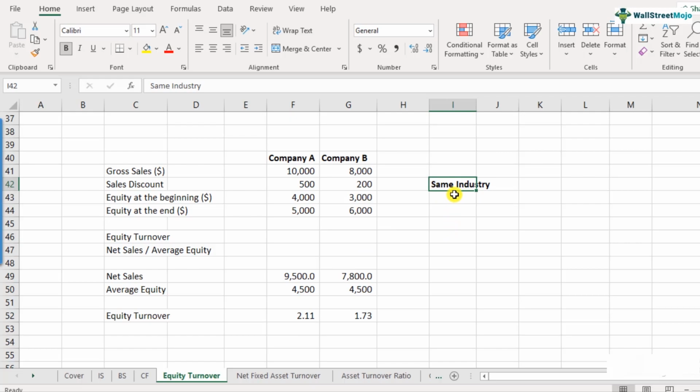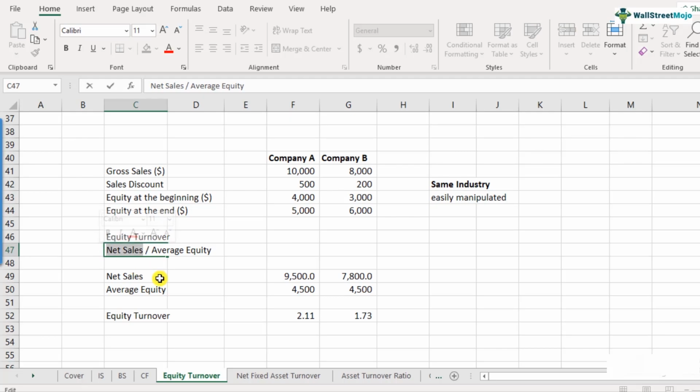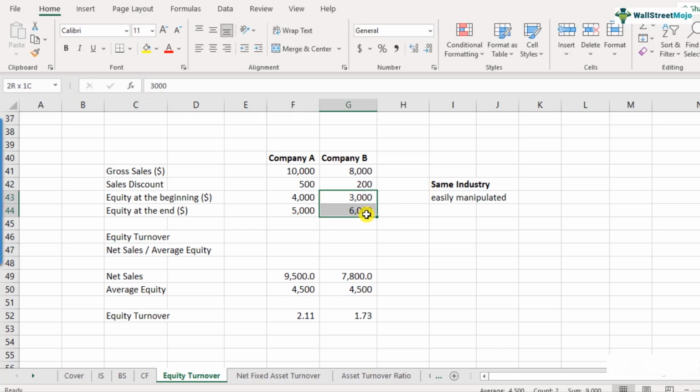Second is again very important, which means that this ratio can be easily manipulated. Now, what do I mean by easily manipulated is that, let's say if the management wants to improve its equity turnover ratio, what options do they have, right? What options can they look at? Can they increase net sales? Of course not, because net sales will depend on the competition and everything else. So this cannot be done. But this is a natural process, right? Increasing net sales. But when it comes to equity, this is the average of the equity, right? The average equity is the average of these two numbers.